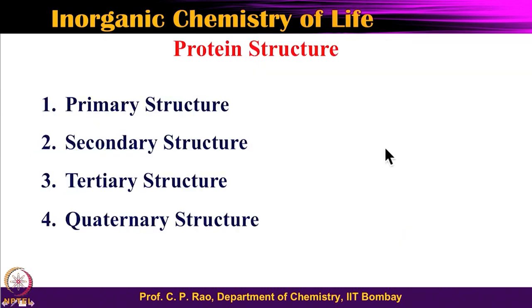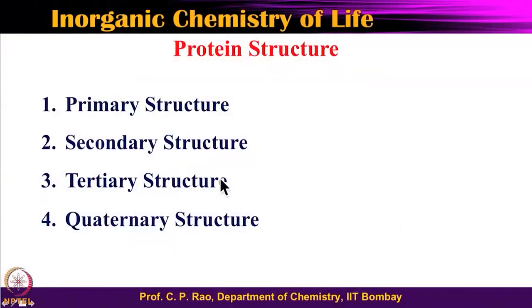In order to explain the protein structure that you have seen in the previous slide, which I referred to as a decoration, we need to introduce four parameters. One is the primary structure, the other is the secondary structure, the third is the tertiary structure, and the fourth is the quaternary structure. These are the different stages of the protein, and we will go through this.